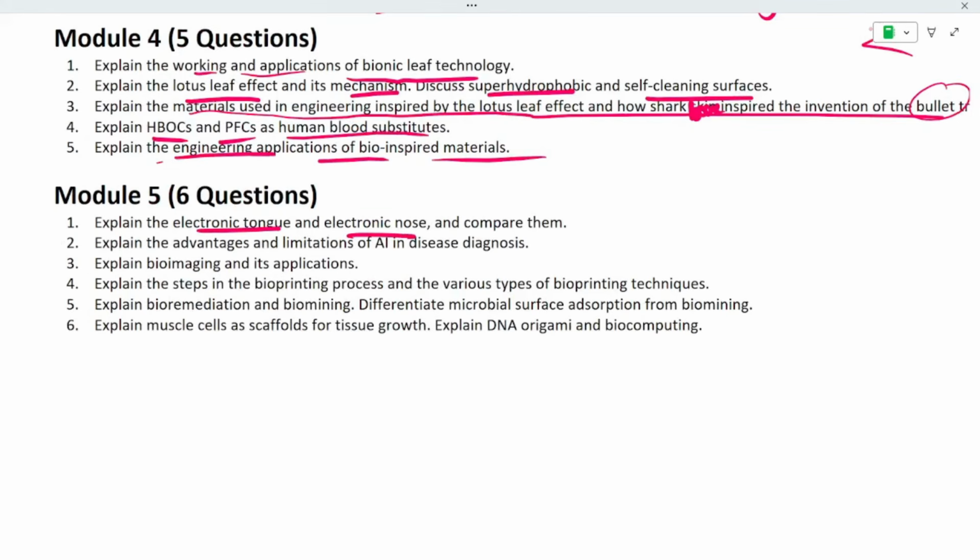electronic tongue, electronic nose, and compare them. Advantages and limitations of AI in disease diagnosis. This is one of the important questions. Don't skip that. You can write this based on general knowledge also, how it will be helping. Some websites diagnose diabetes when you enter the levels after the blood report comes. You can write generally like that.